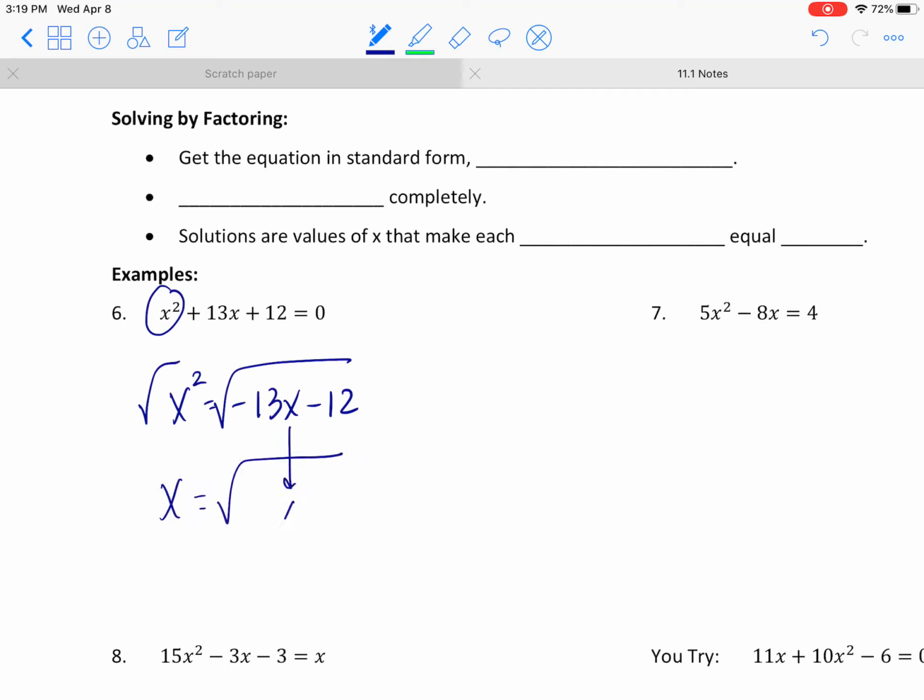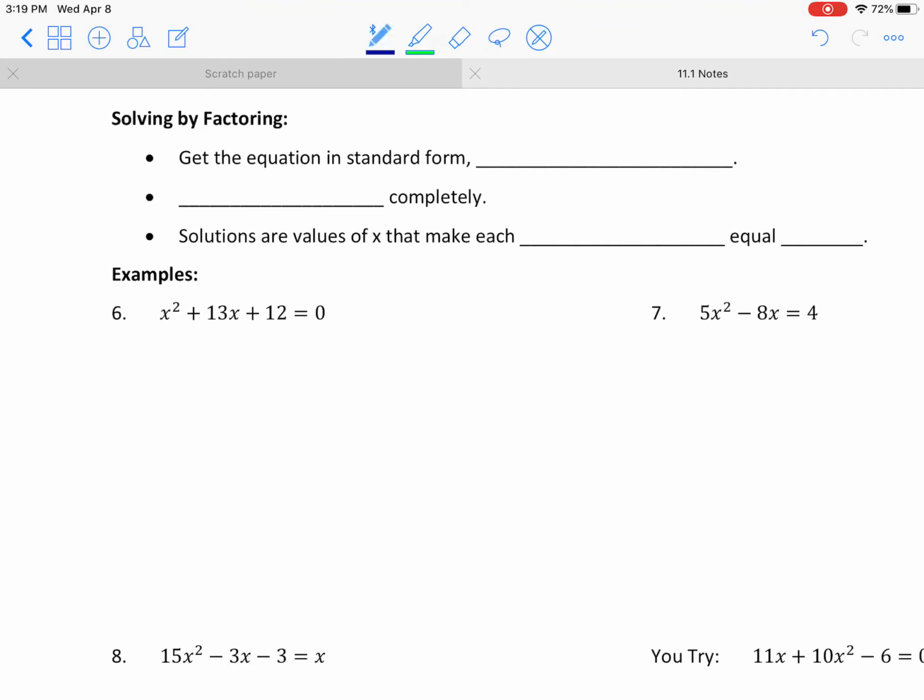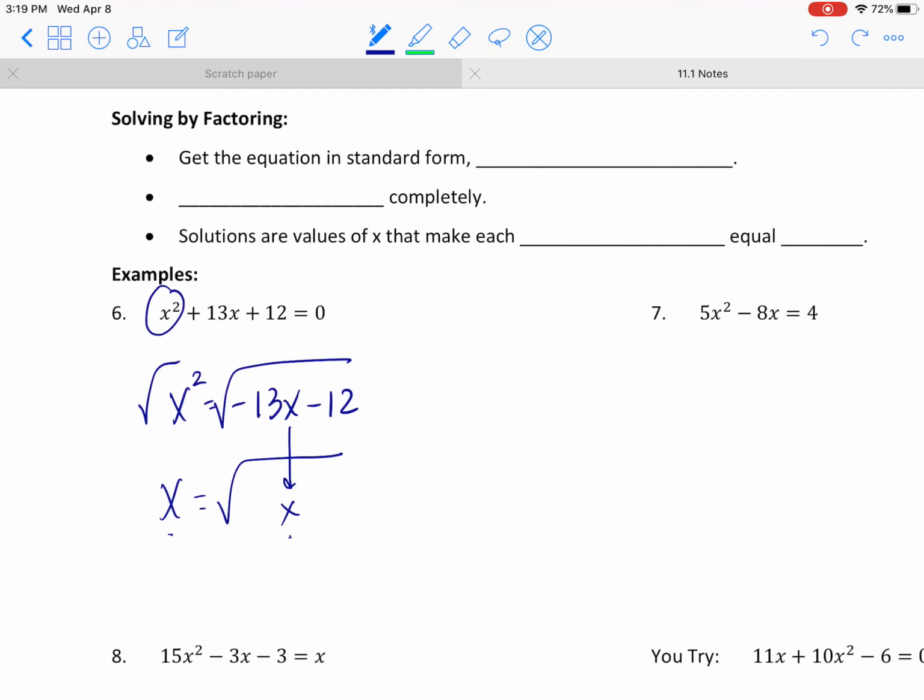How come I can't just use the square root method on this one? So think about this. If I wanted to get the squared term by itself, I would subtract over the 13x, subtract over the 12. Could I just square root both sides and try to solve? Well, x would be alone here, but on the other side of the equation, I still have an x. I can't solve for x and have an x on the other side of the equation. So the square root method does not work on this type of quadratic equation.